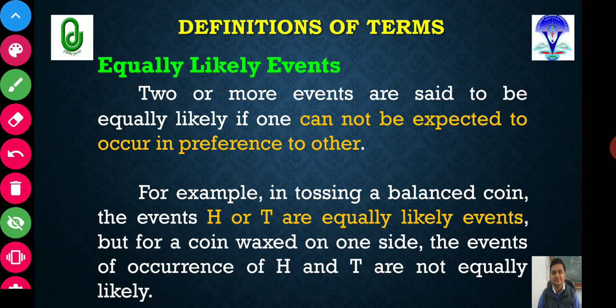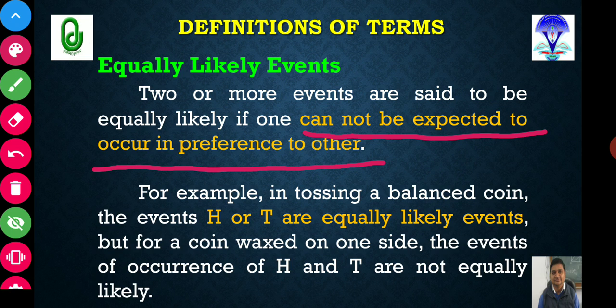Now, what are the equally likely events? Two or more events are said to be equally likely if one cannot be expected to occur in preference to the other. That means two or more events which have equal chance of occurrence, where one event is not favored. Such kind of event is known as an equally likely event.